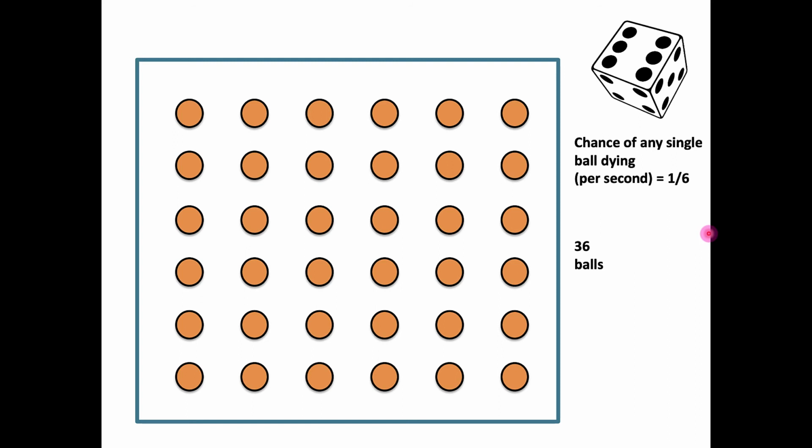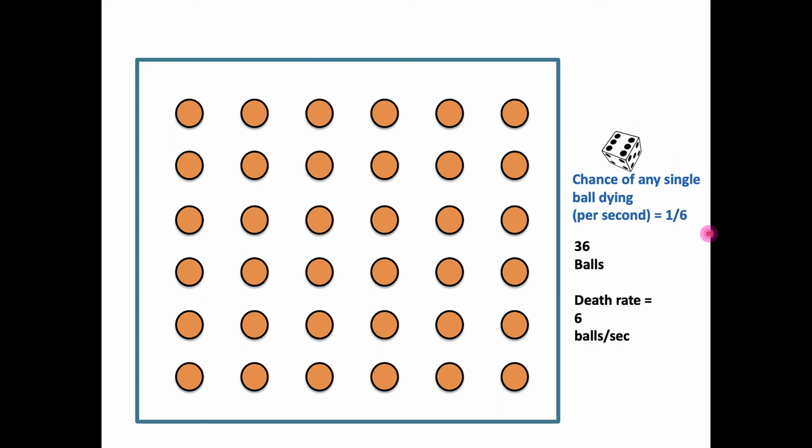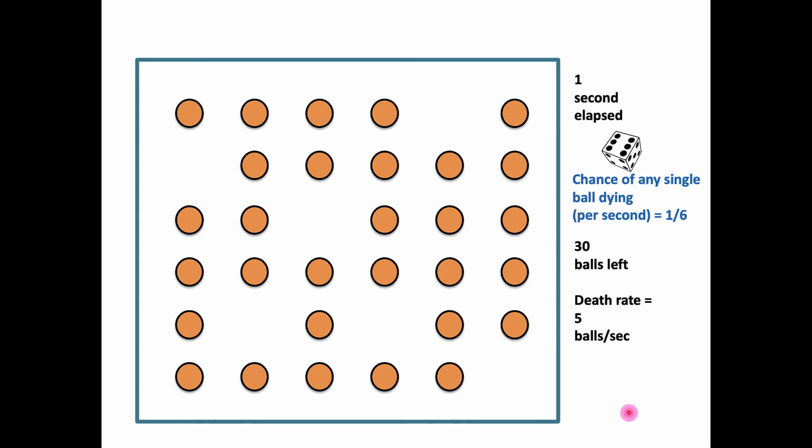So with 36 balls and the chance of any single ball dying being 1/6, we predict that we're going to lose 6 balls during the first second. And that's indeed what happens. Now we're left with 30 balls, still the same internal death rate of 1 out of 6, but the predicted population death rate now is 5 balls per second. And indeed, the next second goes by and 5 more balls have disappeared.